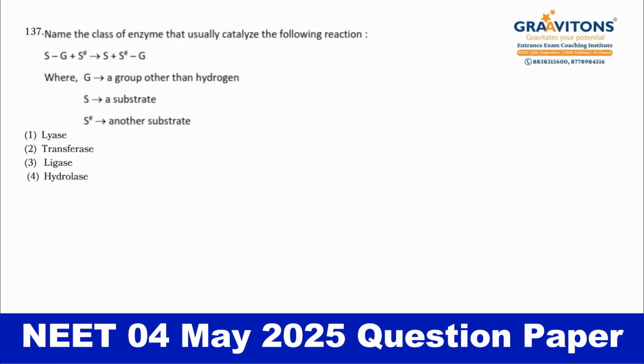Okay. So the next question, number 137: name the class of enzyme that usually catalyzes the following reaction. Here a substrate is mentioned as S and another substrate is marked here. Alright, and a G group other than hydrogen is also mentioned over here. If you see the chemical reaction, S has the G group and this is the second substrate. After the reaction is completed, this G group is transferred from S to the second S. So the reaction catalyzed here is the transfer of chemical groups. So the answer for this question is option 2, transferase.